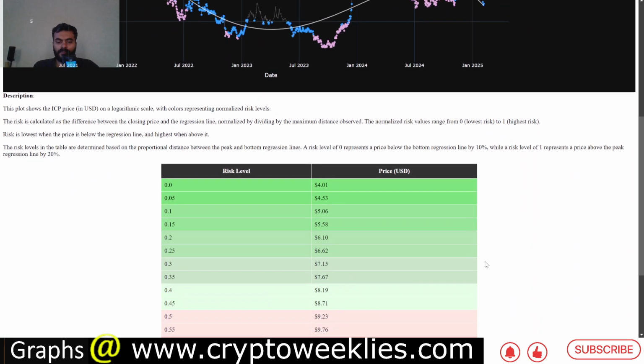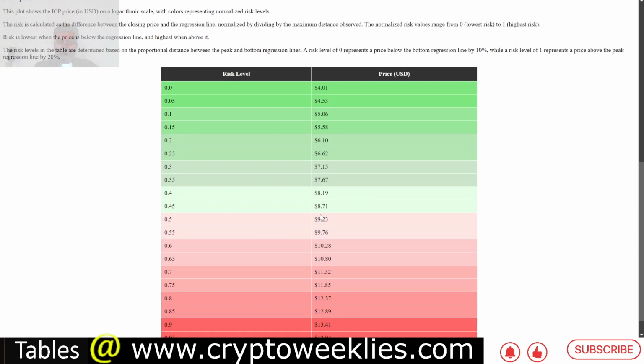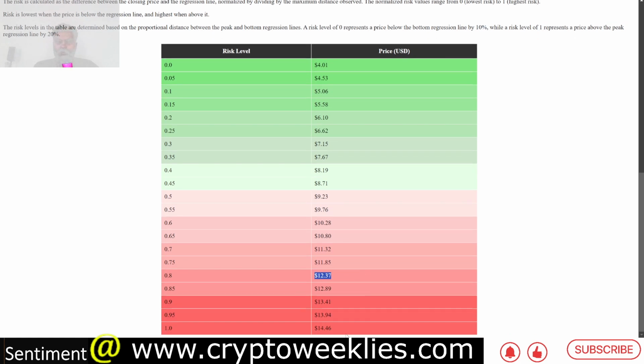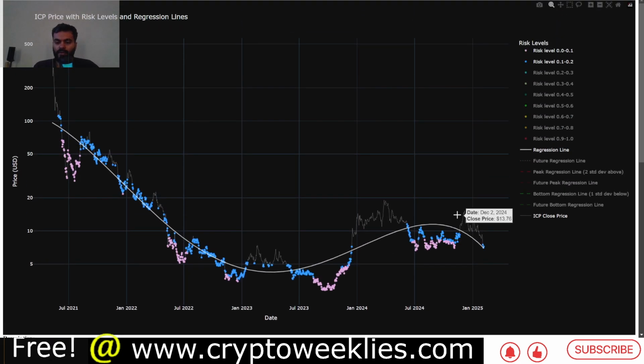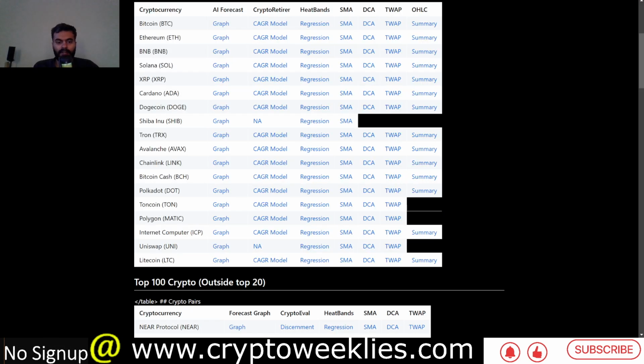In terms of this model, the moderate target for ICP's price is between $9.23 and about $12.32. That's a shorter term rally target, and the higher end of this rally target is at around $14.42. So this is the polynomial regression based valuation.